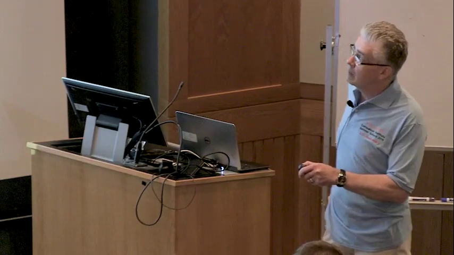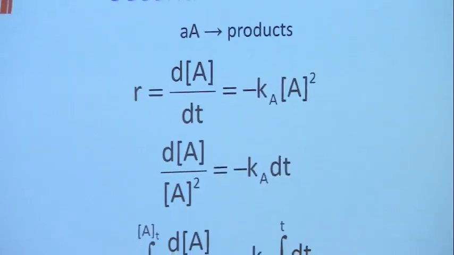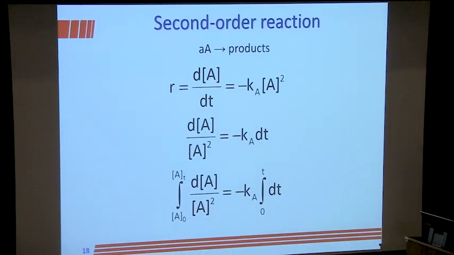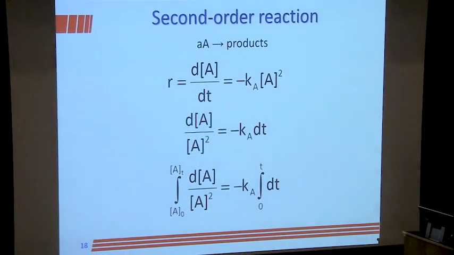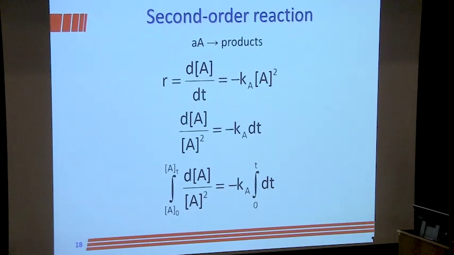So here we have A giving us products, and we say the rate is the change in concentration of A with respect to time, and that's minus the rate constant times the concentration of A to the power of 2. Okay? So it's second order this time. And then if we integrate that, we have 1 over the concentration of A squared dA.